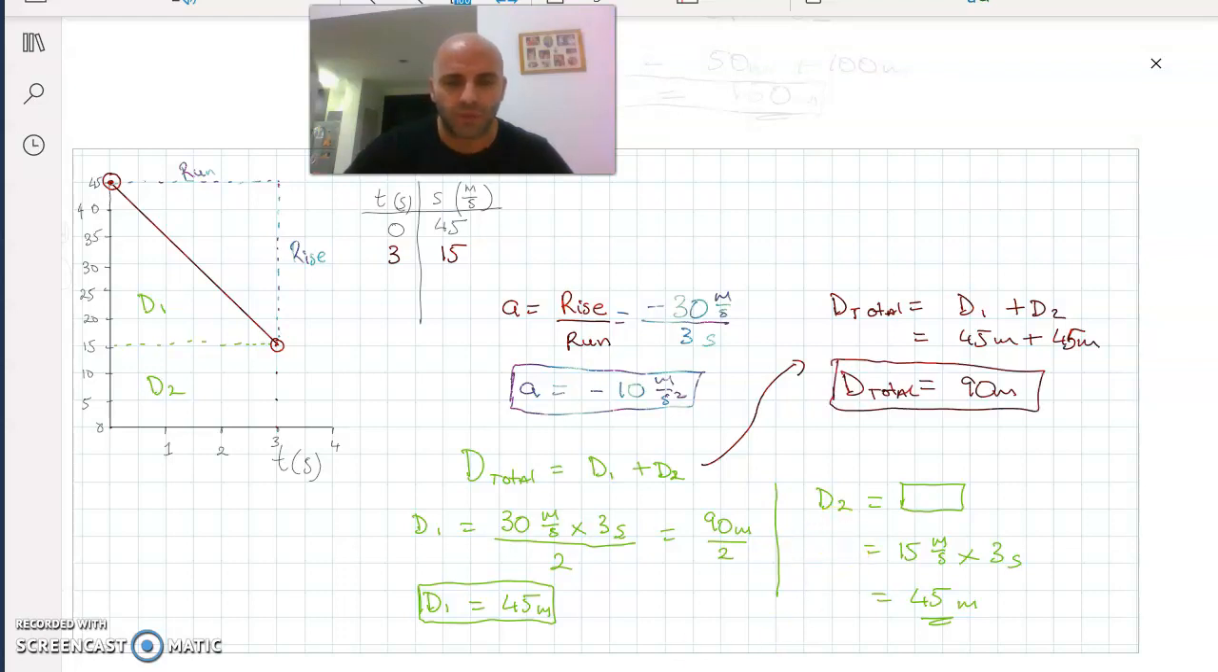Okay. So that's the kind of thing I'd like you to be able to do when it comes to these graph questions. I'd like you to be able to take a word problem, make a graph out of it, work out your slopes, double check everything, make sure everything's okay, and then be able to calculate your distances and make sure that your distances all match up as well.